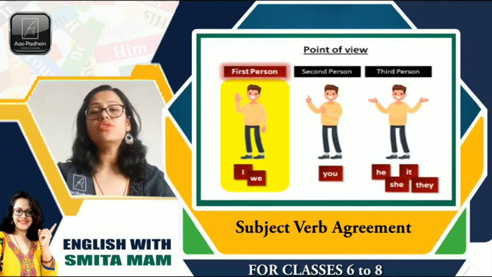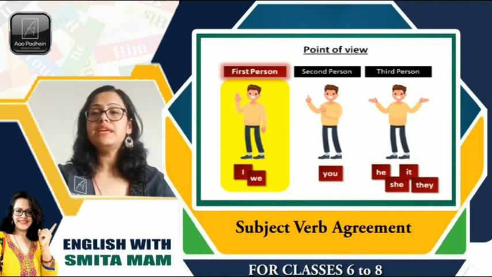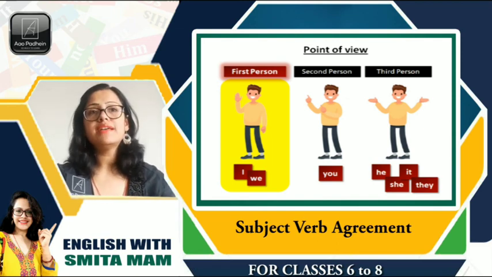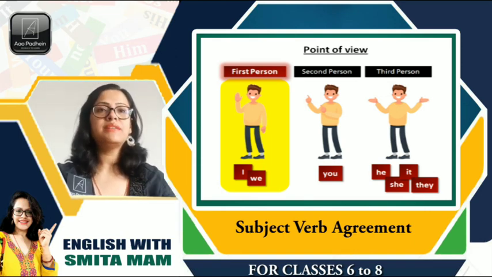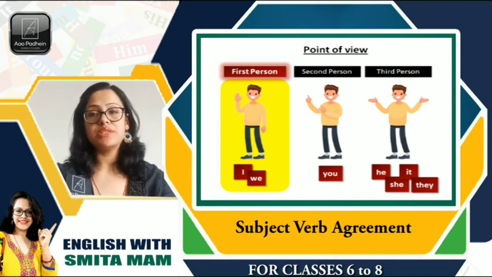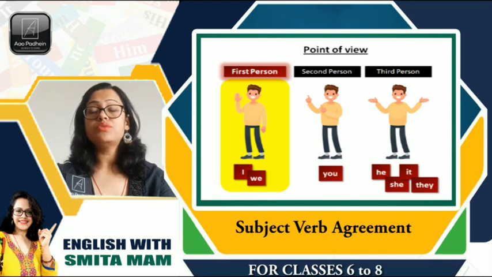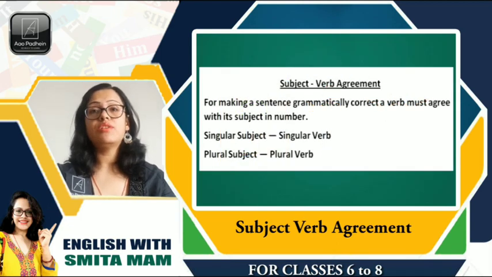Now, based on point of view, subject may be in first person, second person or third person. You can see in the picture, in first person we have I and we, in second person we have you and in third person we have he, she, it and they. And based on count, subject may be singular or plural.